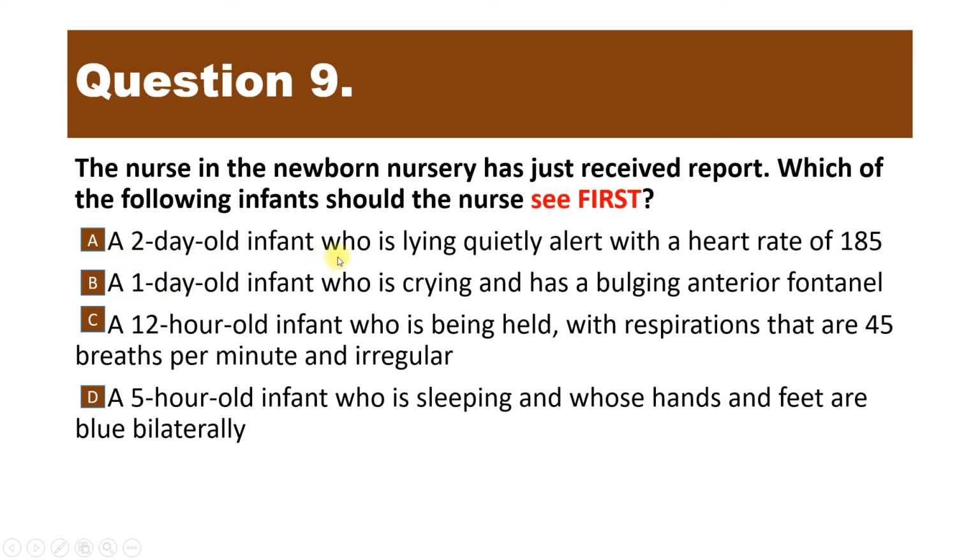A 2-day-old infant who is lying quietly alert with a heart rate of 185. A 1-day-old infant who is crying and has a bulging anterior fontanelle. A 12-hour-old infant who is being held with respirations that are 45 breaths per minute and irregular. A 5-hour-old infant who is sleeping and whose hands and feet are blue bilaterally. Okay, guys, pause the video and write down your answer.